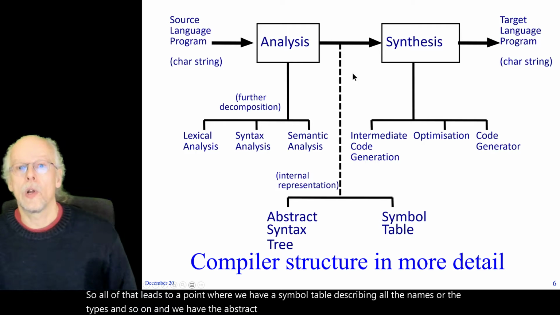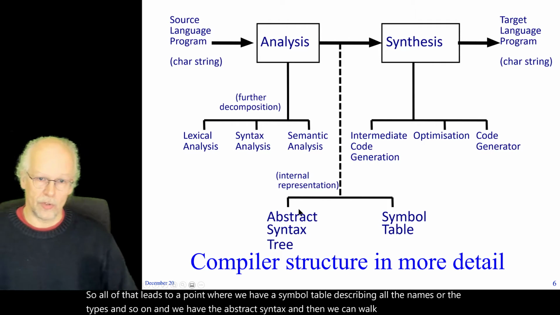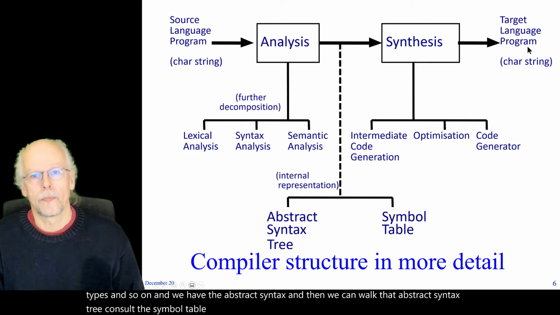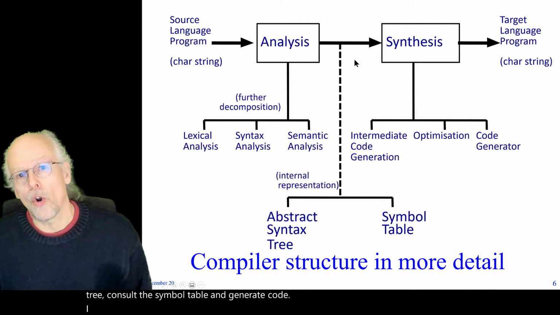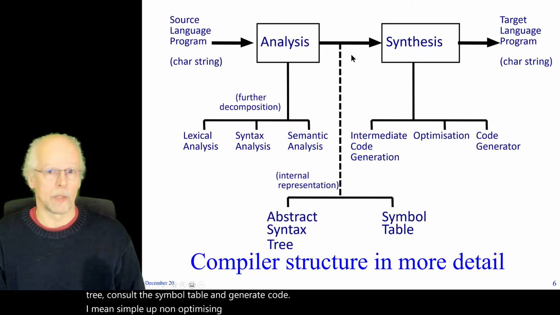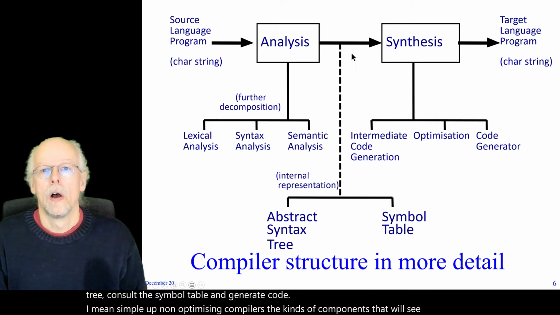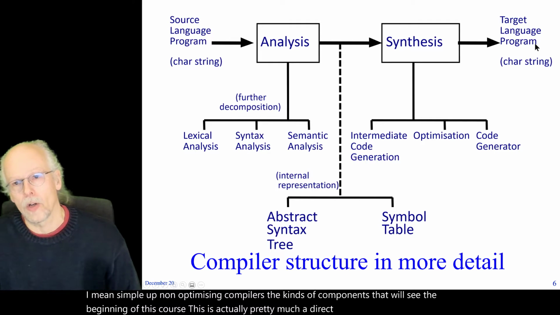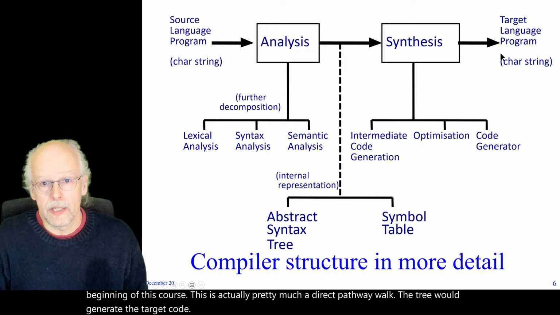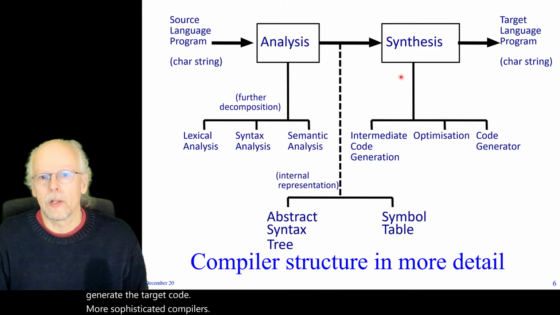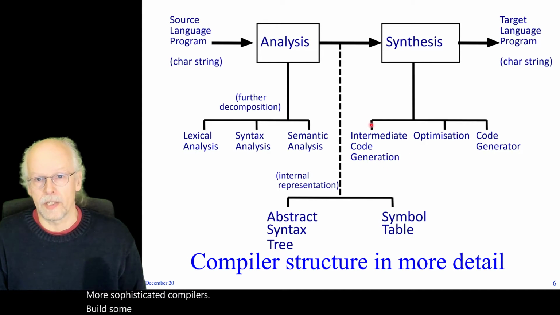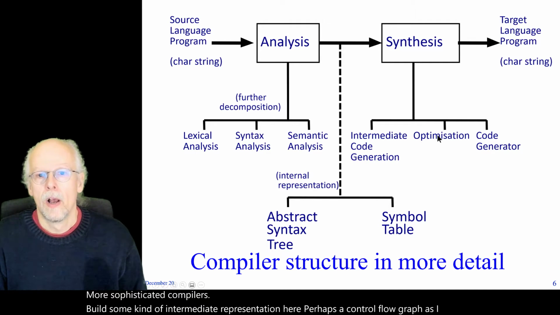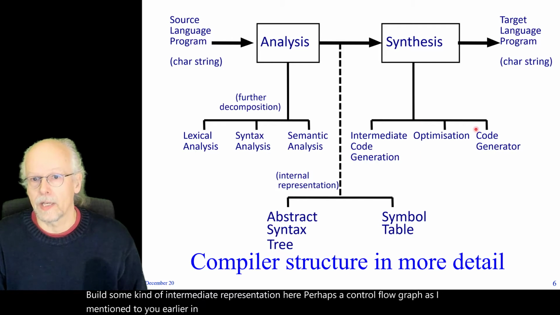And then we can walk that abstract syntax tree, consult the symbol table, and generate code. In simple non-optimizing compilers, the kinds of compilers that we'll see at the beginning of this course, this is pretty much a direct pathway. We walk the tree, we generate the target code. More sophisticated compilers build some kind of intermediate representation here, perhaps a control flow graph, as I mentioned earlier, in order to do optimizations.